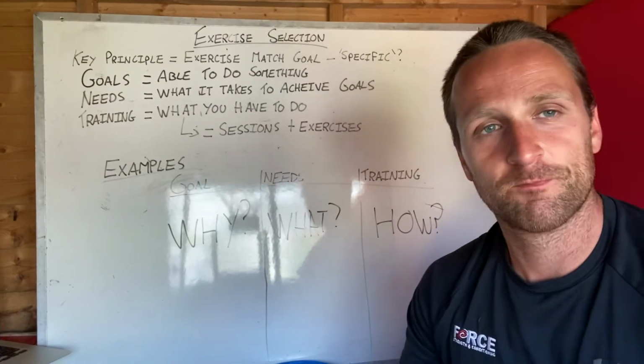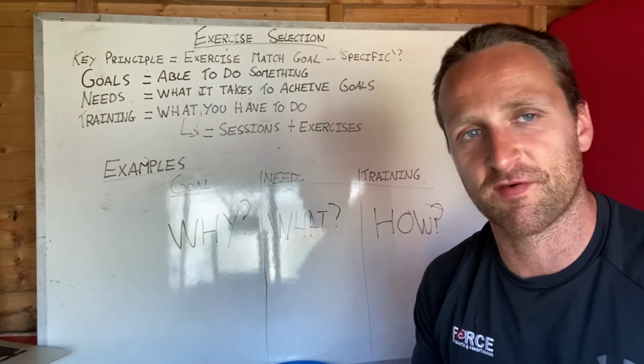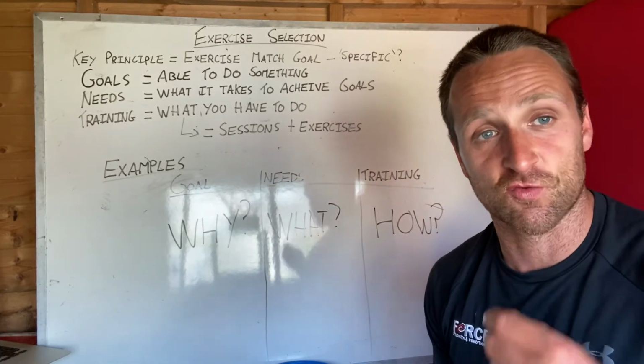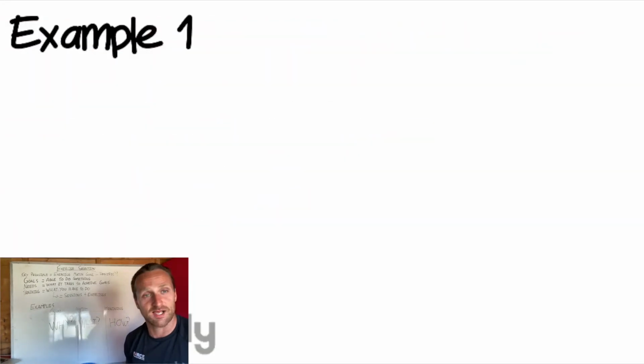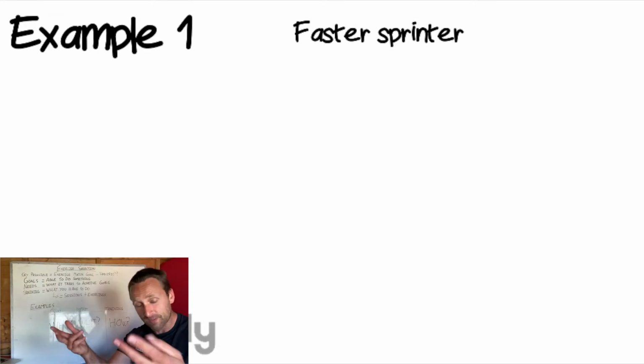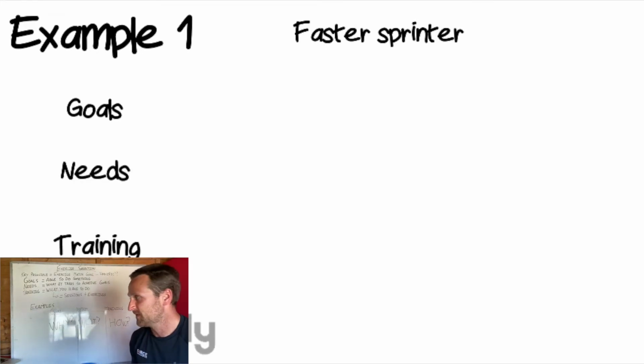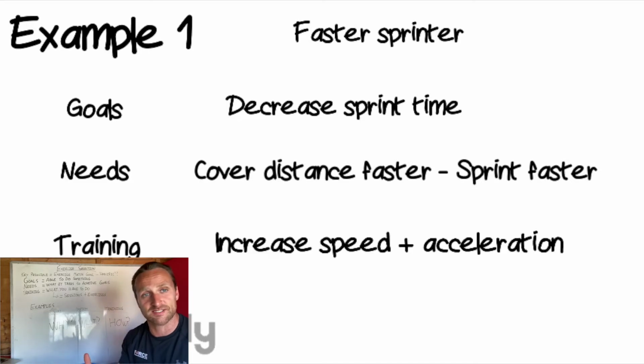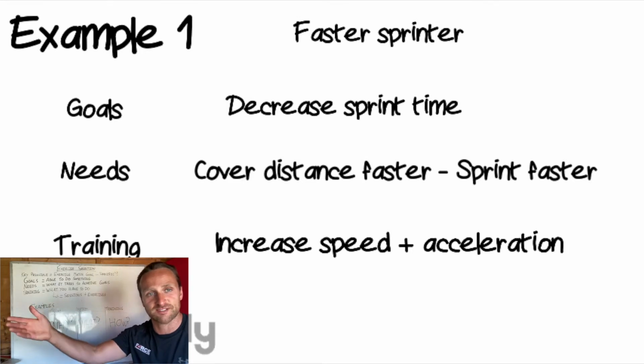Example 1. What if you want to be a faster sprinter? What if you want to sprint much faster? The goals for this one are to run faster. The needs are to complete a distance in a quicker time. And to do that, you need to be capable of certain capacities that will allow you to run that distance in a shorter time. Your training then will allow you to be better at certain abilities that will make you run faster and complete that distance in a shorter time.